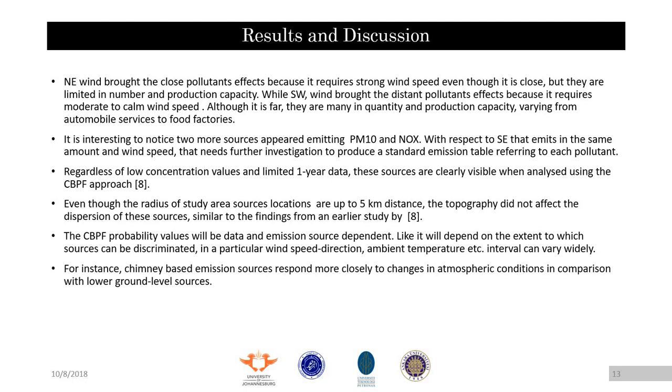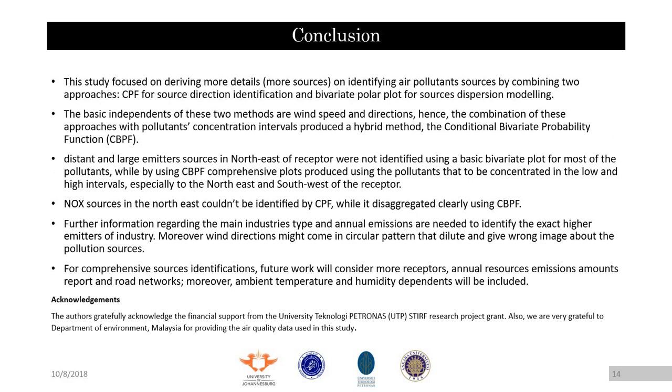So as we mentioned, even though the radius of the study area source location is up to 5 kilometer distance, the topology did not affect the depletion of these sources, similar to the findings from earlier studies. To sum up, in this study, we focused on deriving more details and more sources in identifying the air pollutant sources by combining 2 approaches, which are CPF for source direction identification and the bivariate polar plot for source dispersion modeling. The basic dependence for those 2 methods are wind speed and direction.